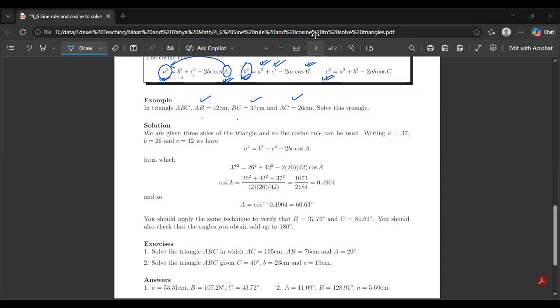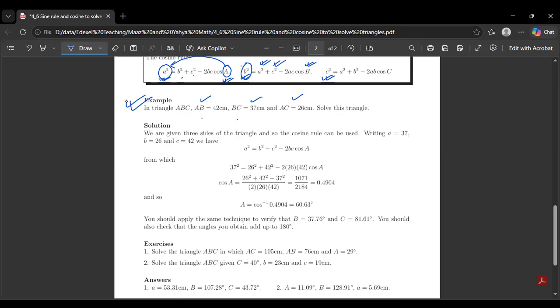Sorry, can you repeat that? I'm saying that the three sides are given in the question. Do we have any angle in the question? Can I see the question? Is the screen not visible to you? We are working on this example. ABC. AB equals 42. No, we don't have an angle. Yeah, we do not have an angle.